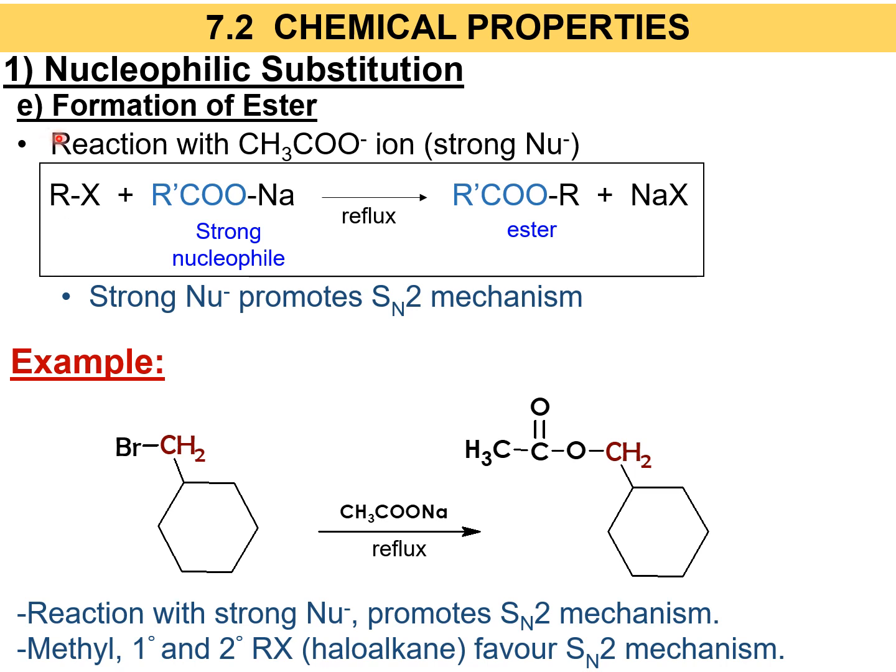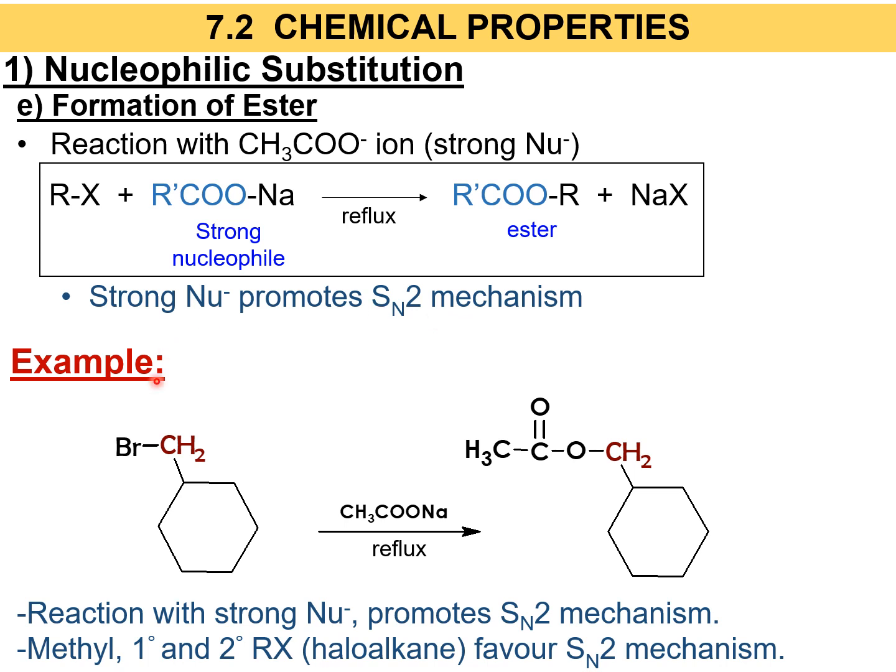Alright, lastly is the formation of ester from haloalkane. Macam mana kamu nak form ester daripada haloalkane? You kena gunakan strong nucleophile such as alkyl yang ada COONa, yang ada sodium. Okay, so you know that this is a strong nucleophile because ada kehadiran sodium atom, which is this is metal, and with the condition reflux, so you will get your ester. Since that you use a strong nucleophile, so it will undergo SN2 mechanism.